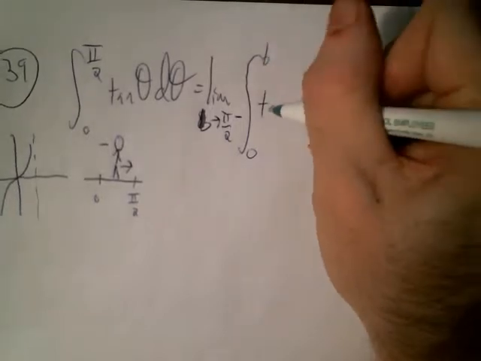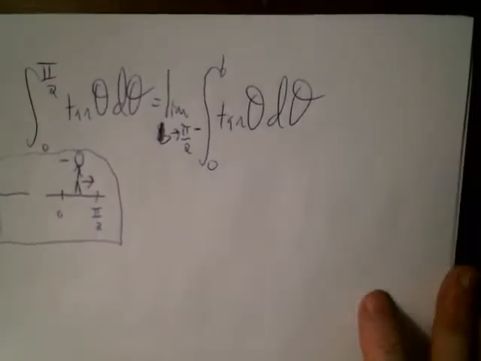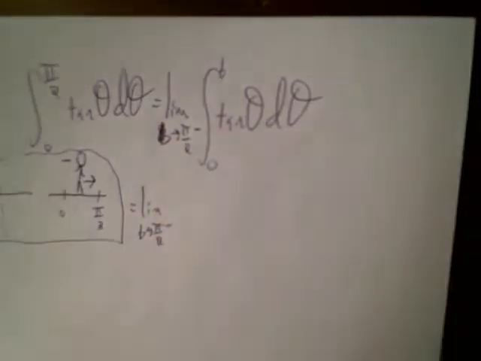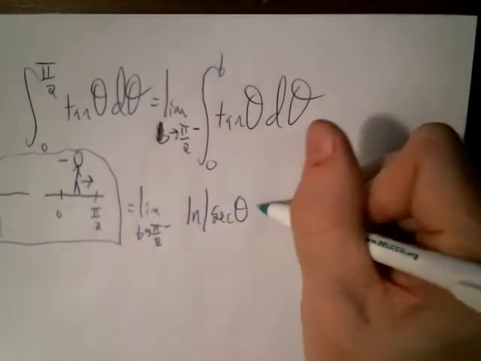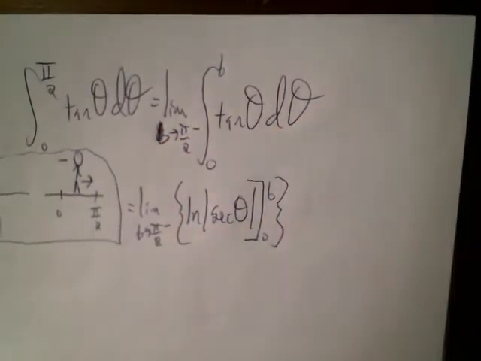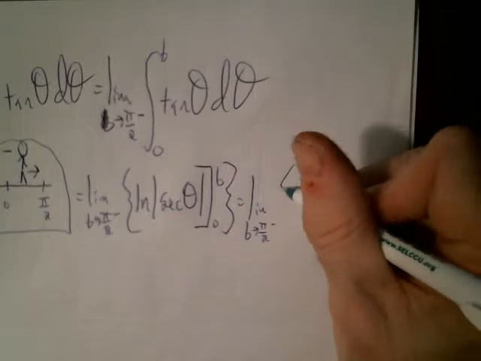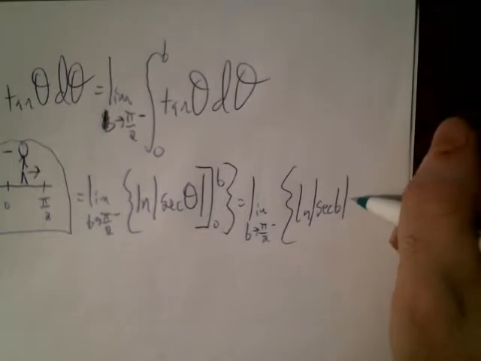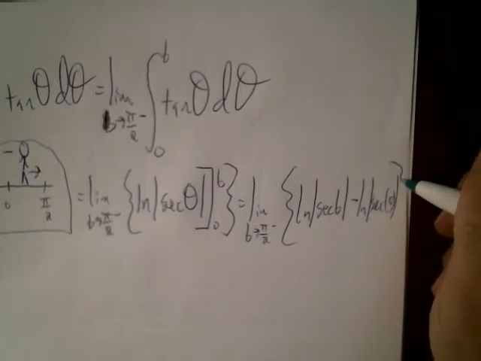So here we go. The integral from 0 to b of tan theta d theta. Let's box all that off. Then that's equal to the limit as b goes to pi over 2 from the left. The integral of tan theta, of course, is ln absolute value of secant theta. We need to evaluate that from 0 to b. So that will equal the limit as b goes to pi over 2 from the left of ln absolute value of secant of b minus ln absolute value of secant of 0.